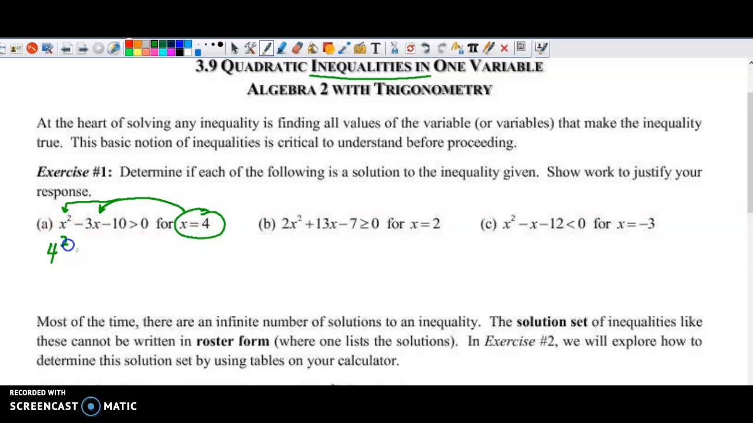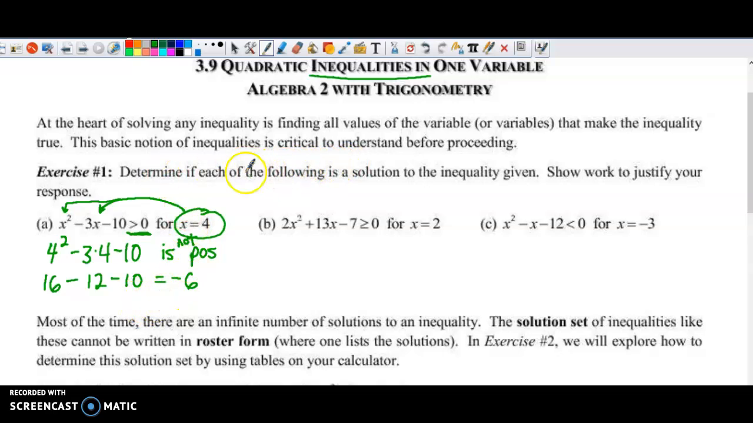So as a reminder, you square before you multiply. And this statement right here being greater than 0, the question is, is it positive? So if this is positive, then yes, it's true. So yeah, it's just 16. 3 times 4 is 12. And then minus 10, so we have 4 minus 10 is negative 6, which is not positive. And so since it is not positive, we would say it is not a solution.